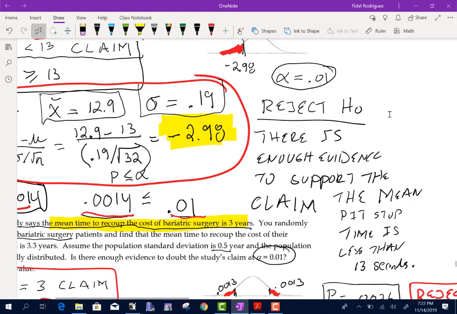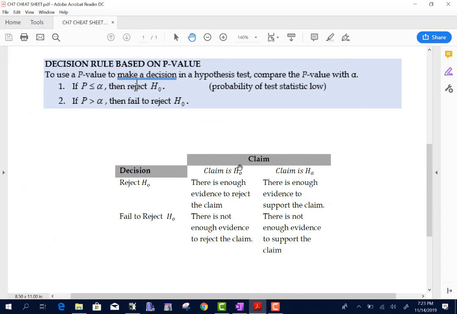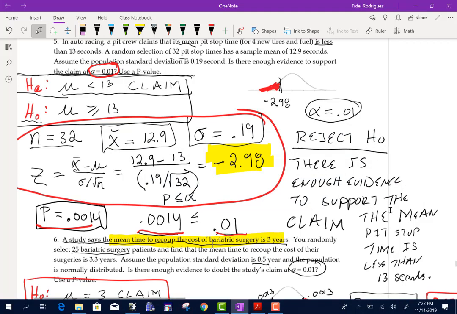And then the second part we had to figure out is, what does that mean now? Which one of these two was our claim? Was it the H0 or the HA? The HA. So in that other handout, I said when my claim is the HA and we decided to reject the null, we're going to say there's enough evidence to support the claim. And if you notice right here, there is enough evidence to support the claim that the mean pit stop time is less than 13 seconds. And that was what we ended up doing.